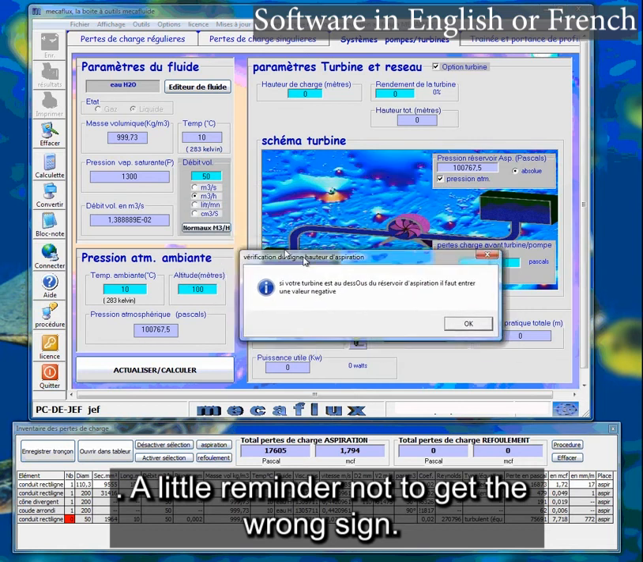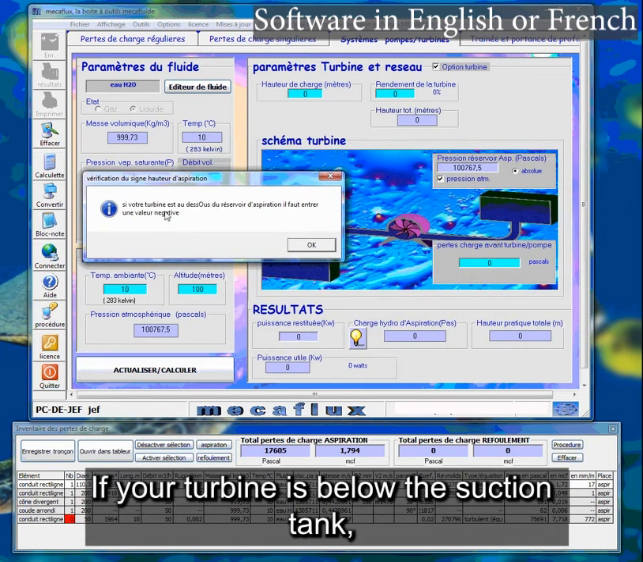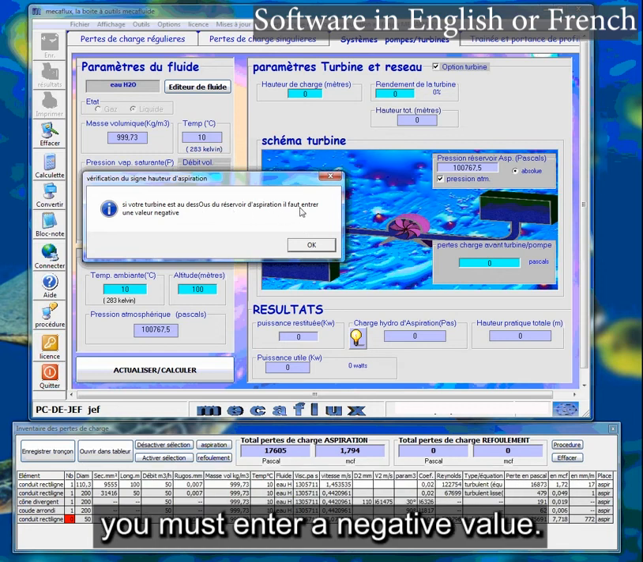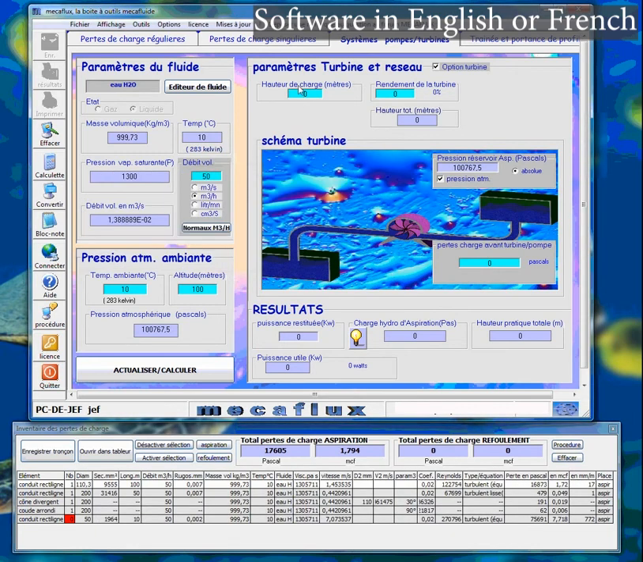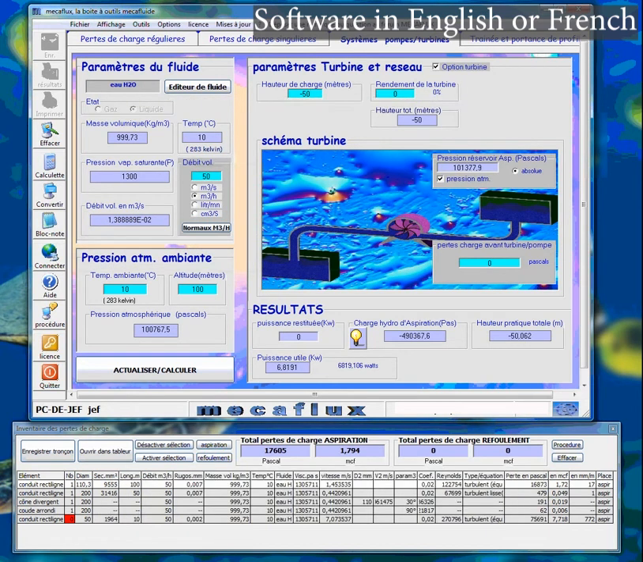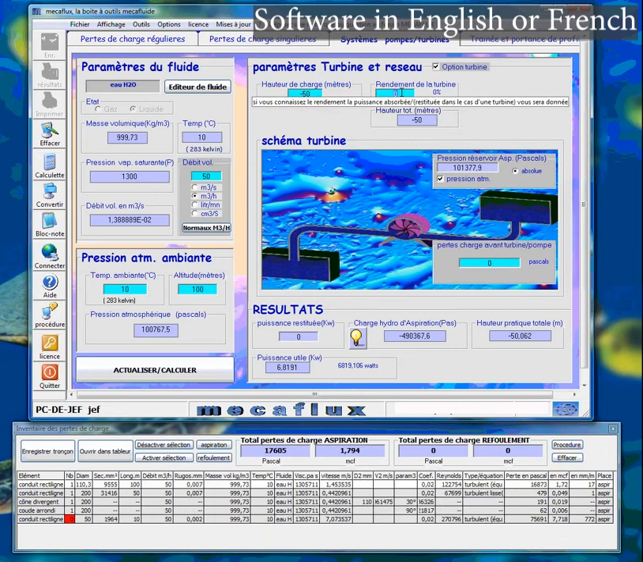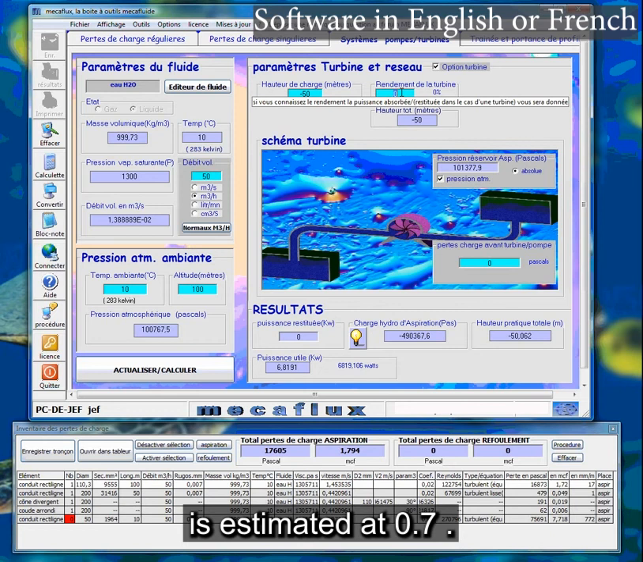A little reminder not to get the wrong sign. If your turbine is below the suction tank, you must enter a negative value. Let's say the load height is minus 50 meters. The yield, provided by the manufacturer, is estimated at 0.7.